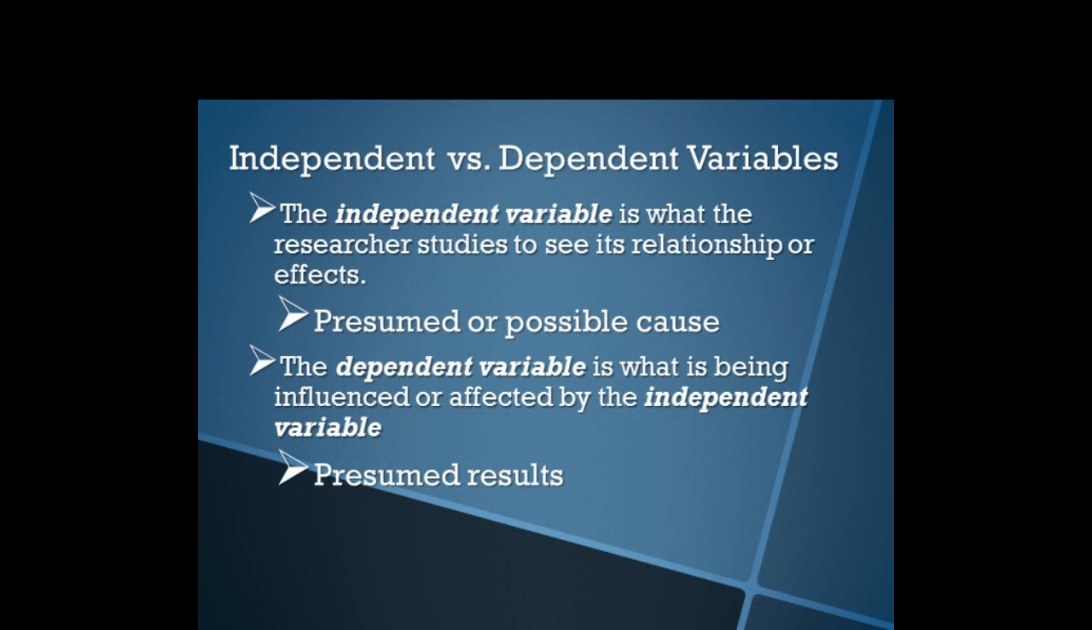All right, you also need to consider this idea of independent versus dependent variables. The independent variable is what the researcher studies to see its relationship or its effects, right? It's the thing that they choose because it is their presumed or possible cause. Whereas your dependent variable is what is being influenced or affected by that independent variable. So it's the presumed result. If you think about it on a cause and effect continuum, your independent variable is potentially your cause, and your dependent variable is the result, or what's being influenced or affected by that independent variable.